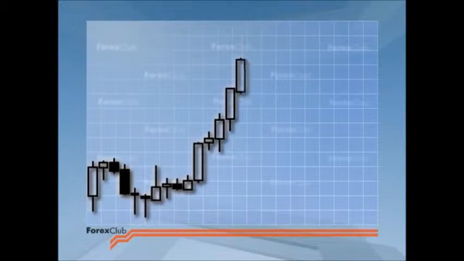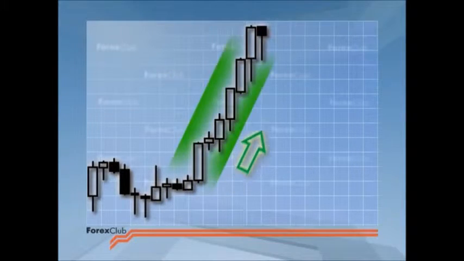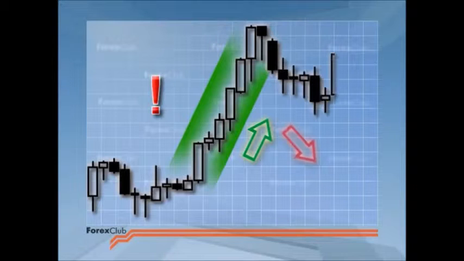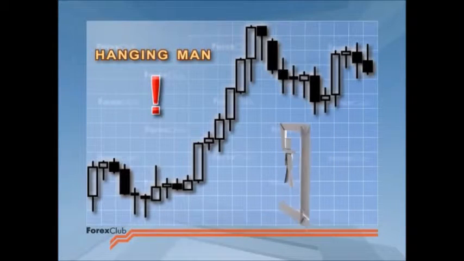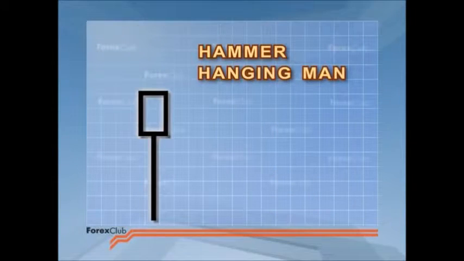A similar candle on an uptrend signals the end of that trend, and once again, a reversal signal for an uptrend has a sinister name. It's called the hanging man, and indeed it promises anything but good for the life of said trend. The hammer and the hanging man have three identifying features.